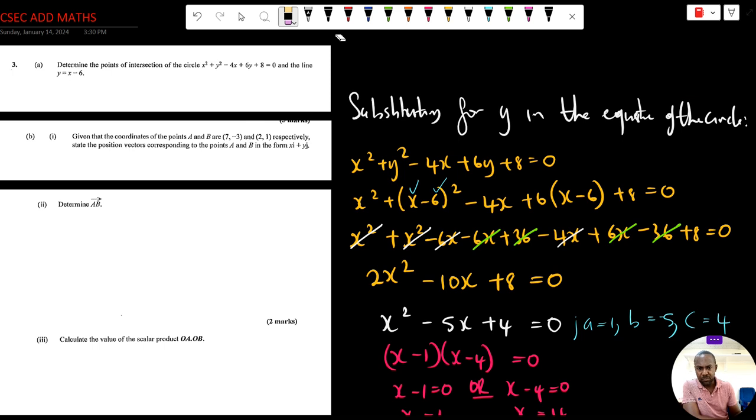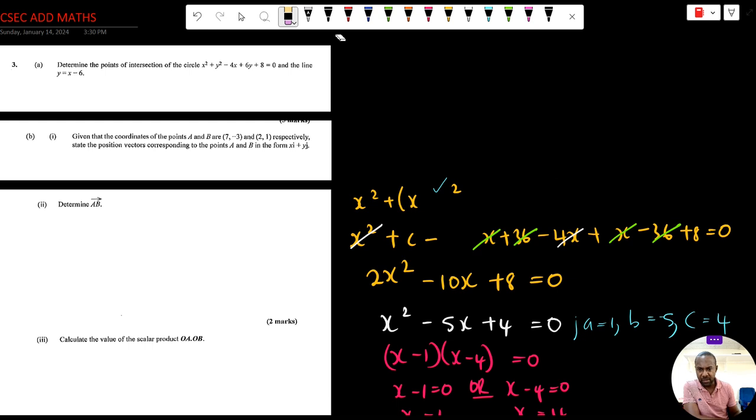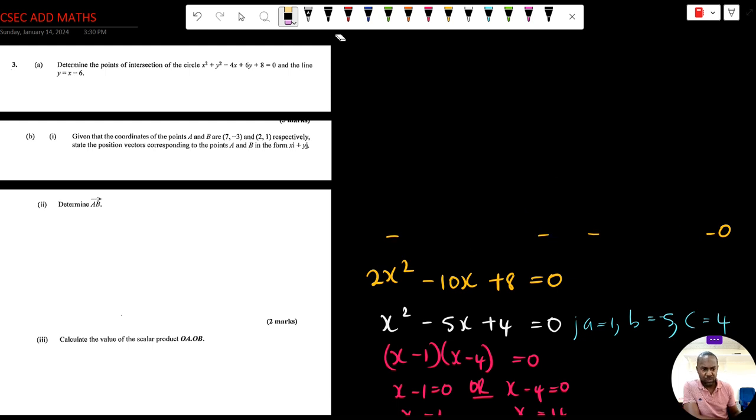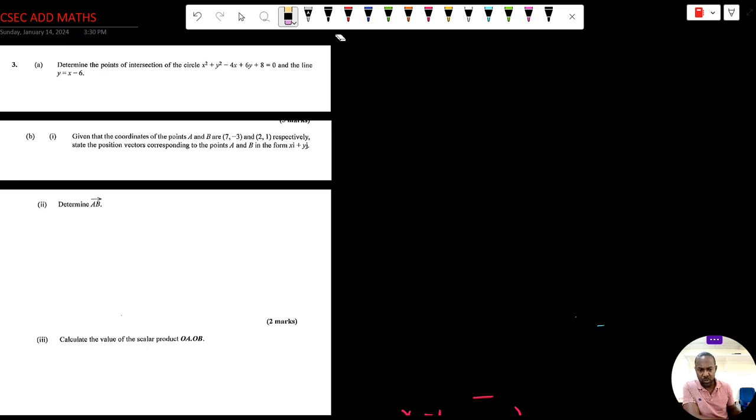Part B says, given that the coordinates of the points A and B are (7, -3) and (2, 1) respectively, state the position vectors corresponding to the points A and B in the form xi plus yj. So this part of the question deals with vectors, and we're given the coordinates of 2 points A and B, and we're told to state the position vectors which correspond to these points. All right, so let's proceed to doing that.